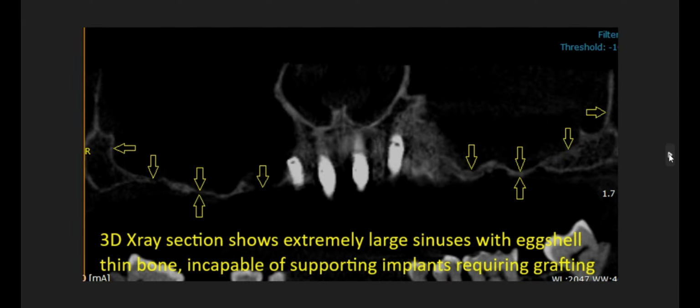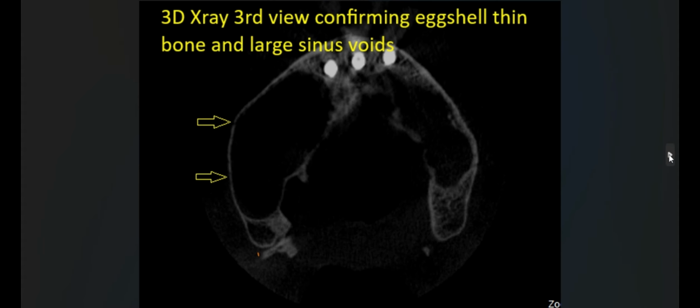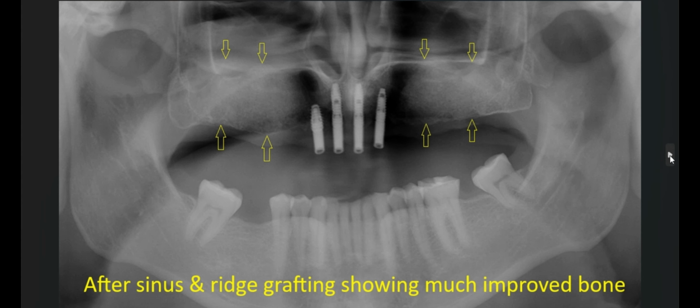And if we look at a further 3D image in a different plane, in a different section, the 3D X-ray shows us how thin, almost non-existent, that bone is around the sinus areas. And so this is the reason why that last dentist was not able to manage this appropriately. Moving along, in yet another plane in the 3D imaging, again, extremely thin bone, very large sinuses. These are the implants at the front that you can see, but the sinuses are extremely enlarged and the bone around them is extremely thin. Essentially impossible in this situation to place implants that will be retained for any duration.